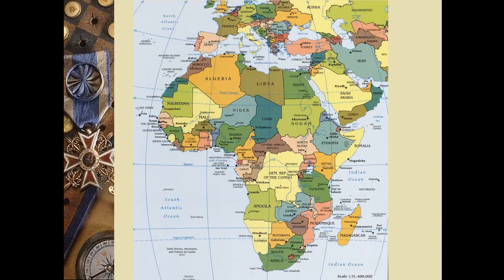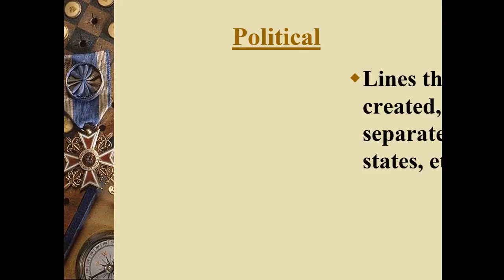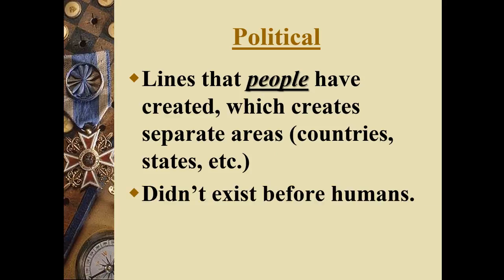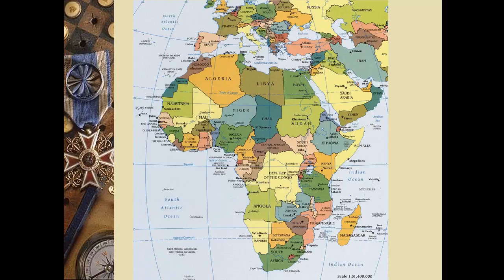Another political map. These are places that humans decided would be. None of these existed before humans. Egypt did not exist before humans. Did the land exist? Yep. But did the boundaries or the borders? No.